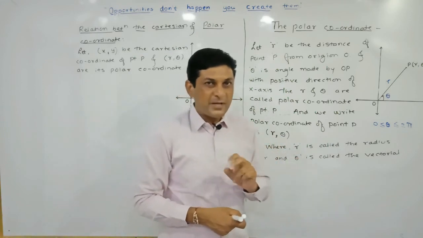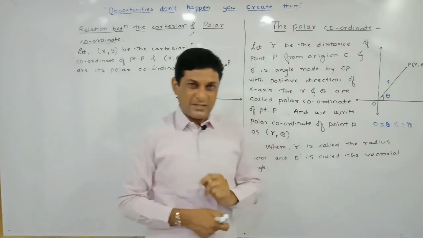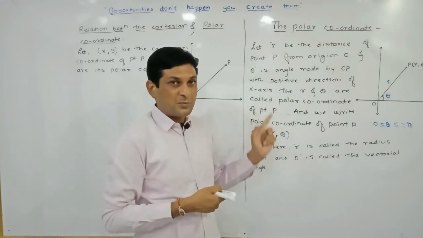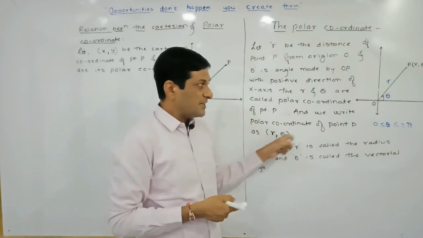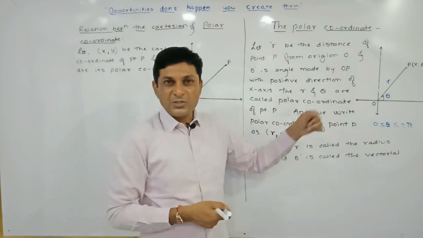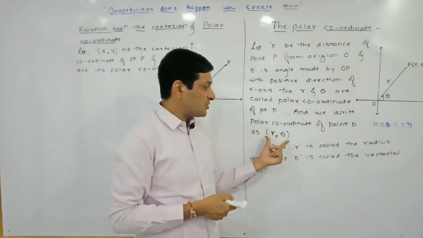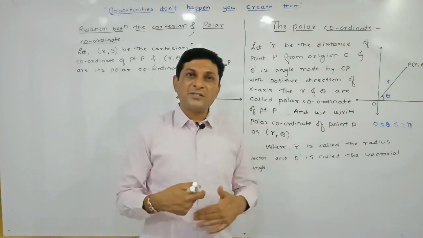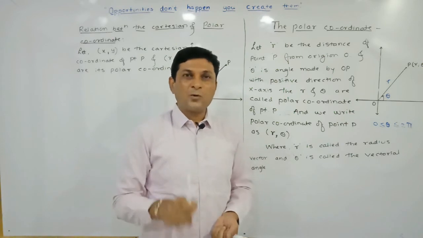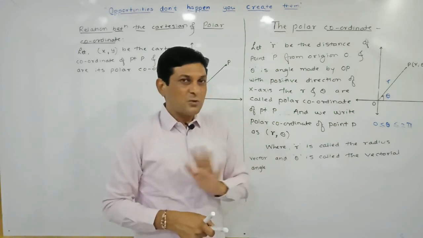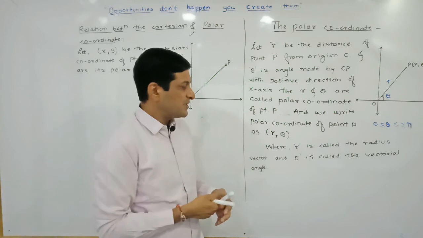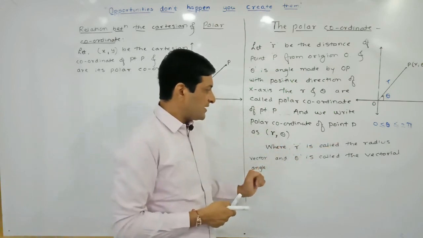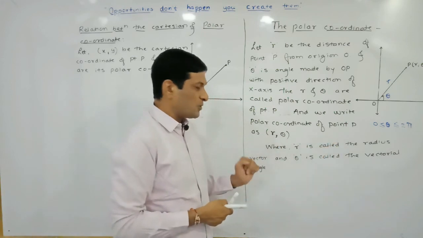In the ordered pair, there are two numbers. The first number is r. What does r represent? The distance of the point from the origin, and theta is the angle made by OP with the positive direction of the x-axis. Such a representation is called the polar coordinates of the point, and this system is called the polar coordinate system. Hope the idea about the polar coordinate system is clear to you. This r is called the radius vector and this theta is called the vectorial angle.